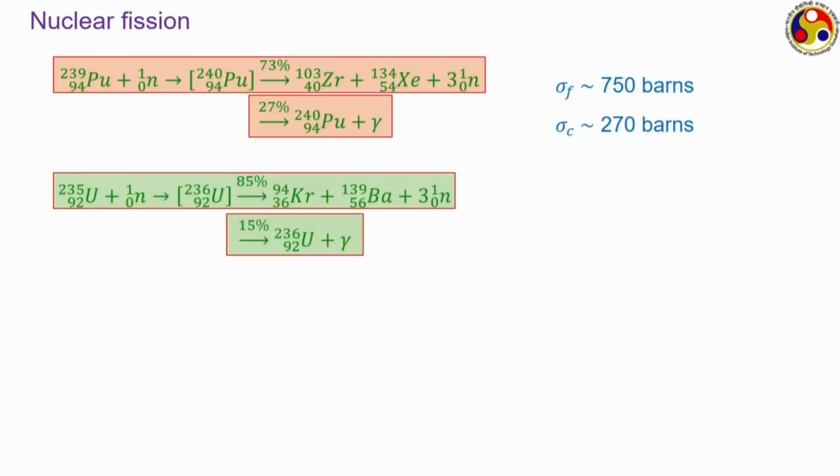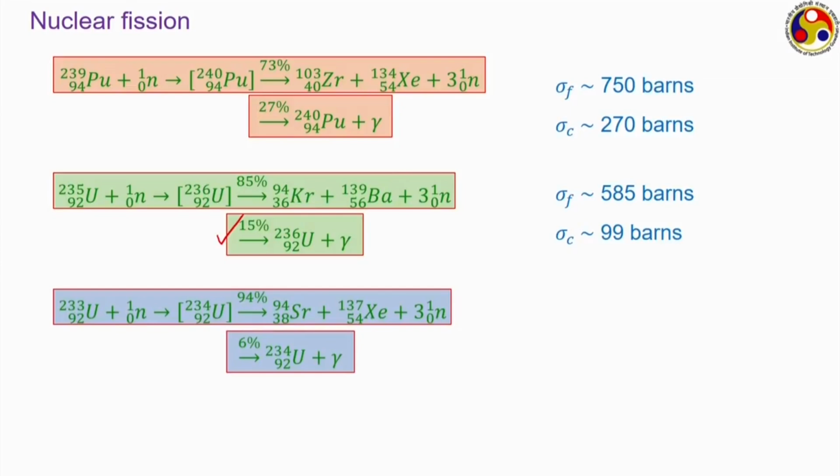Another example is uranium-235. Here the absorption of a neutron first produces uranium-236, and it can either go through a non-fission capture, like in the second case, which happens about 15% of the total times, to remain as uranium-236, or the other is the fission reaction, like here, producing krypton-94 and barium-139. We know that for thermal neutrons the cross section for fission for uranium-235 is 585 barns, and for capture is 99 barns. Correspondingly, we get these percentages.